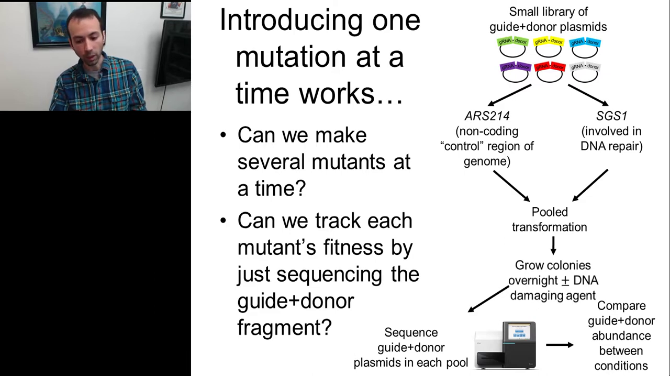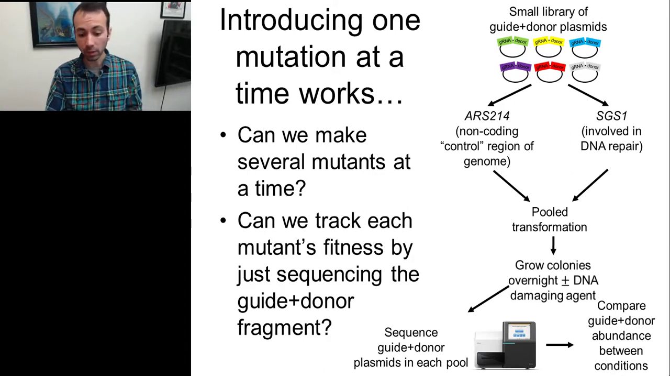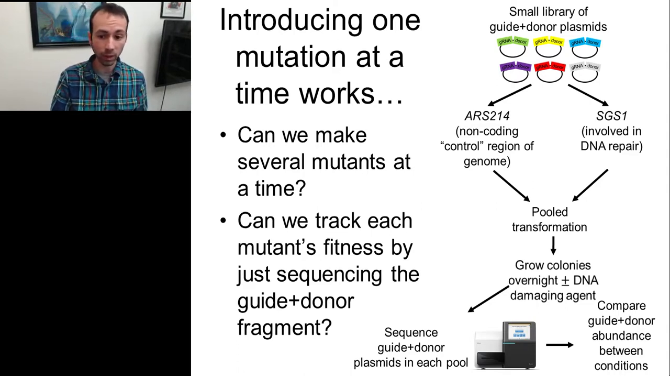We then grew the colonies up either overnight in regular conditions or overnight in the presence of a DNA damaging agent, such that cells that are mutant for SGS1 should grow more poorly in the presence of a DNA damaging agent, while cells that were targeting the non-coding region shouldn't really care. We then just sequenced the prevalence of the guide plus donor plasmids within each pool, the ones that grew up overnight in regular conditions versus the ones that grew up overnight in DNA damaging conditions. And then we compare the guide plus donor abundances between different conditions.